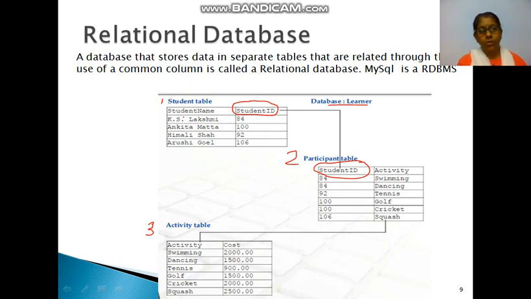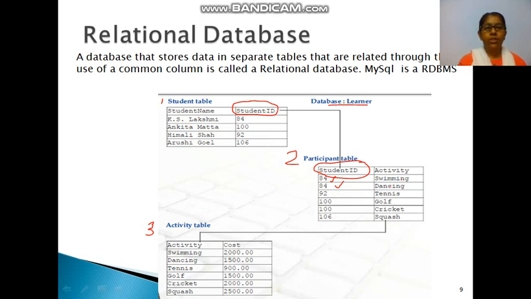Let's look at Lakshmi is participating. We want to know Lakshmi is participating for what all events. Okay, so Lakshmi's ID is 84. So let's look at this participant table and find out 84. Lakshmi is participating for swimming and Lakshmi is participating for dancing.